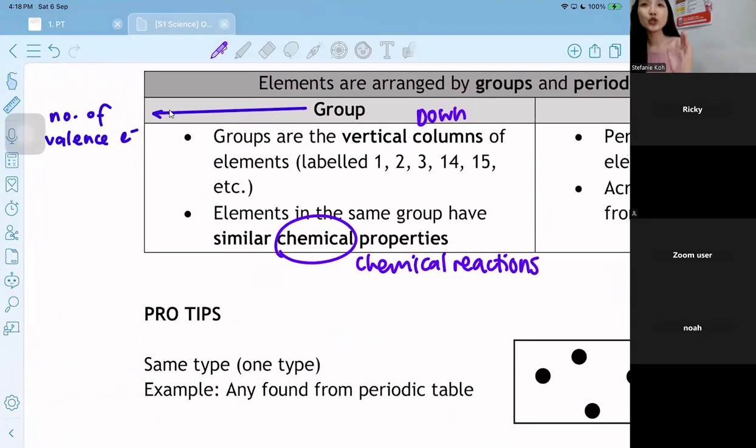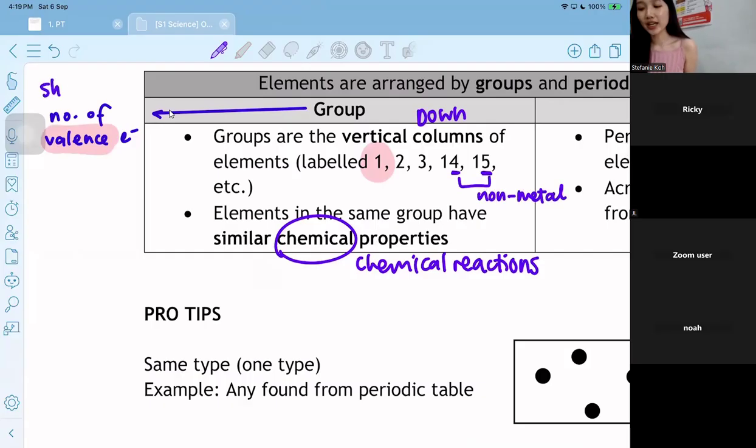And the cool thing about the group number is it will tell you the number of valence. You guys know what is valence? The outermost electrons. How many? If you are in group 1, you have one outermost electron. If you are in group 2, you have 2. And then for non-metals, you look at the number behind. If you're group 14, you don't have 14 valence, you have 4 outside. Group 15 is 5. Okay, so for non-metals, you look for the second number.